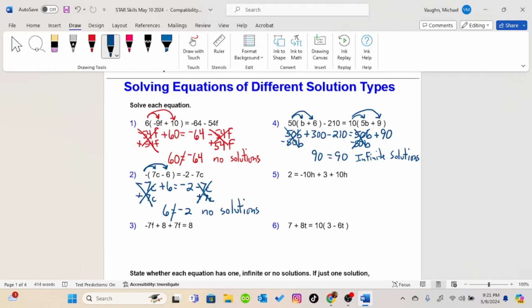Number 5. Here we can combine like terms, so the minus 10h and the 10h add together to 0. So now we have 2 equals 3, which is not true. So again, no solutions.